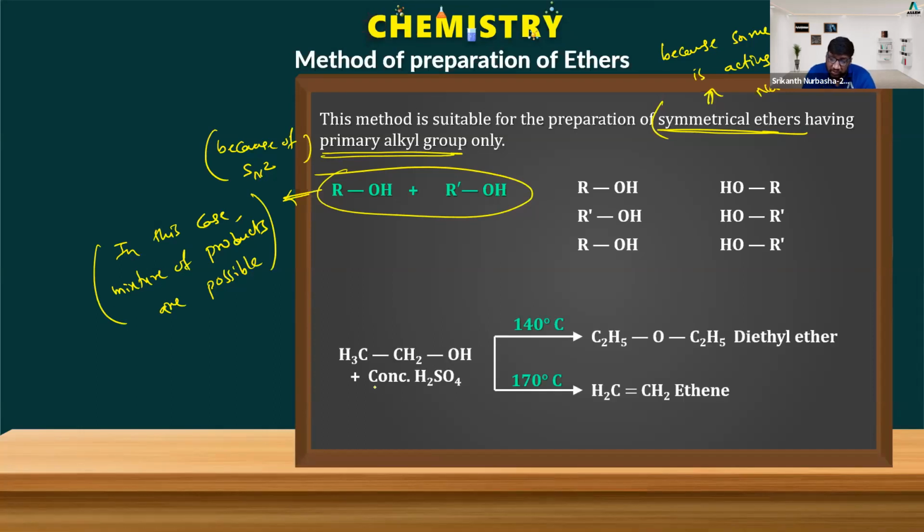CH3CH2OH plus concentrated H2SO4 at 140 degrees Celsius, you get ether, diethyl ether. At 170 degrees Celsius you get ethene. Here dehydration happened. It is nothing but SN2 attack generating the respective ether. This is the first method, students. Treatment of alcohol with an acid at 140 degrees Celsius forms the respective ethers.